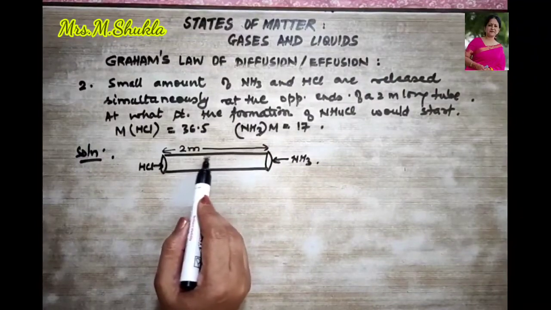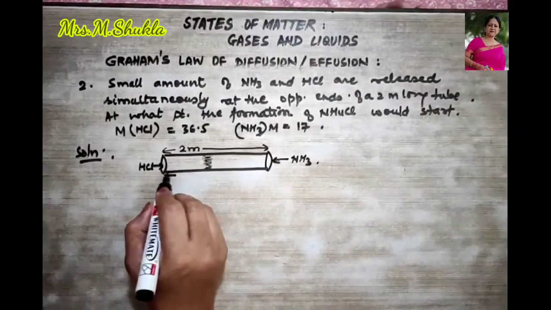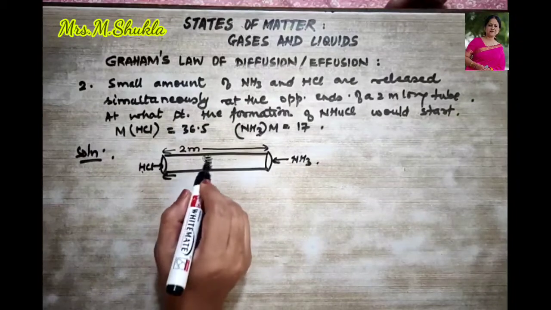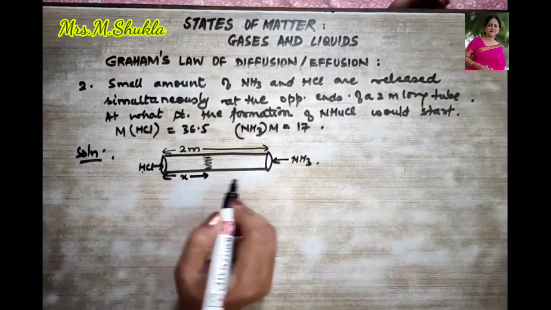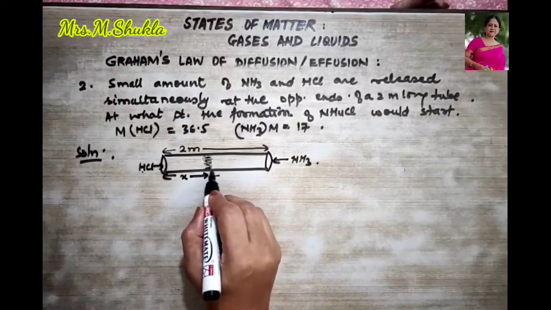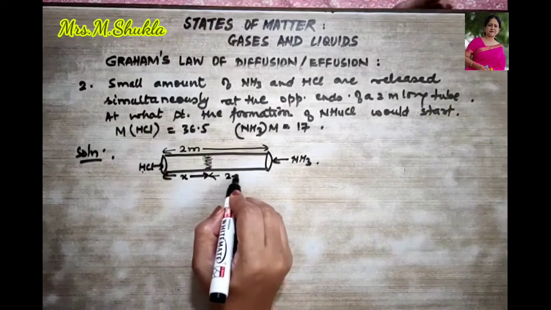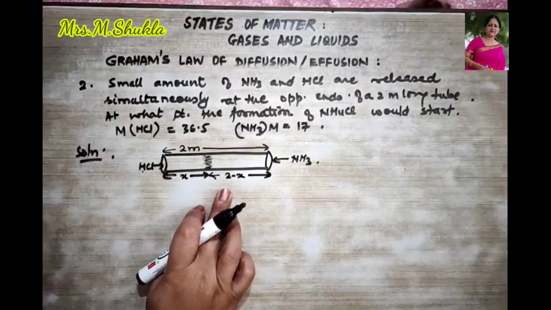Suppose the formation starts somewhere over here, right? So let the distance from HCl, where this formation of NH4Cl occurs, be x. Then from the ammonia side, it will be formed at a distance of 2 minus x. Clear? Is this point clear to all of you?